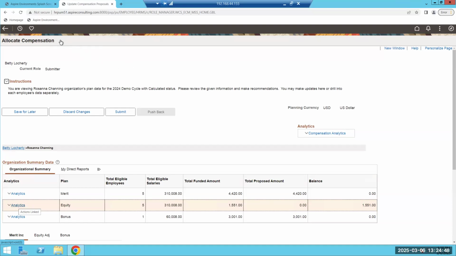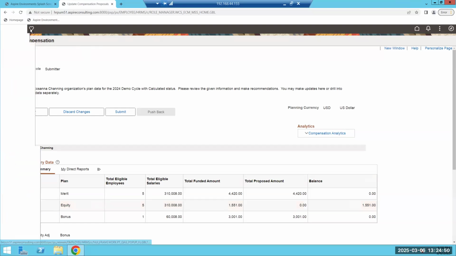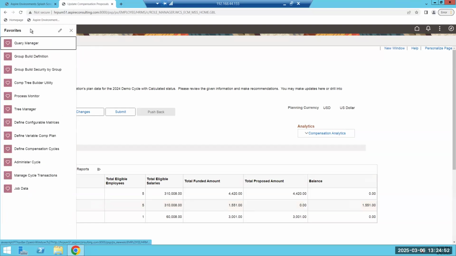To make life a little more straightforward for us, so we're not having to navigate through everything, I've grabbed pages that we're going to go through and put them in favorites in the order that we're going to do them. So the first thing that we're going to look at is the population.